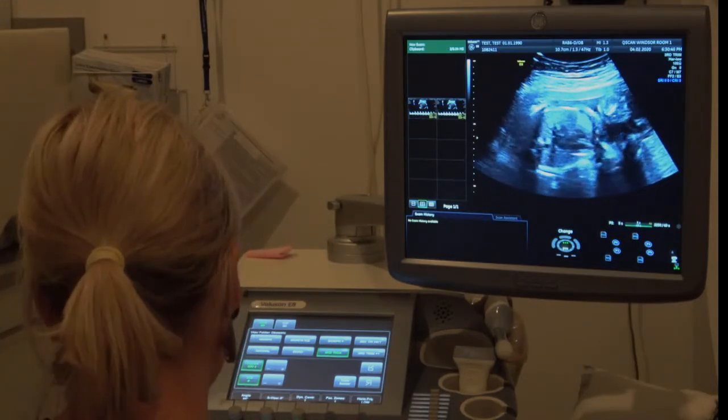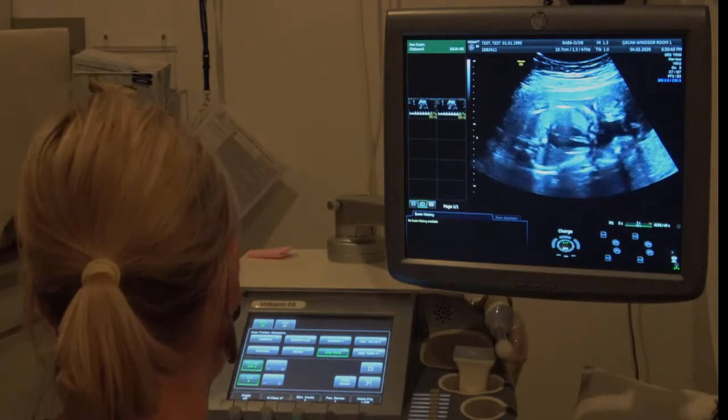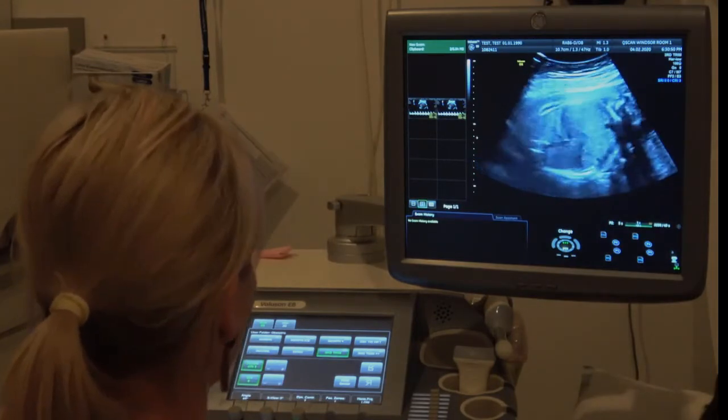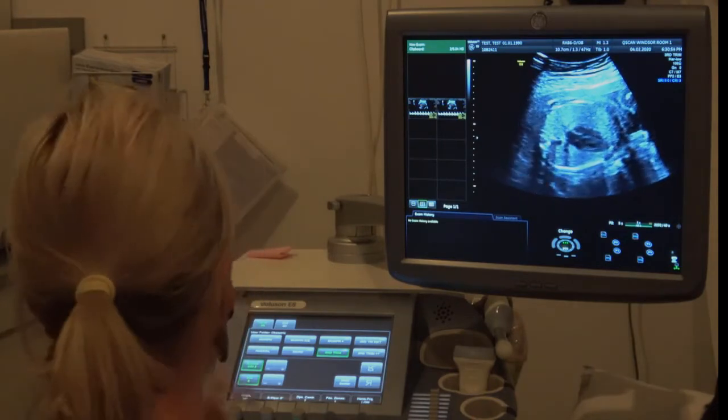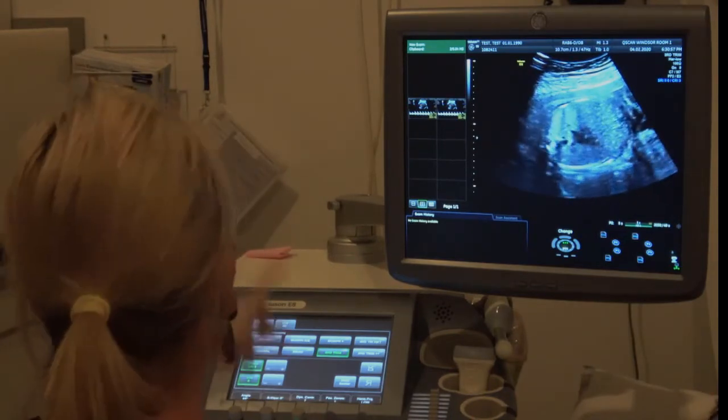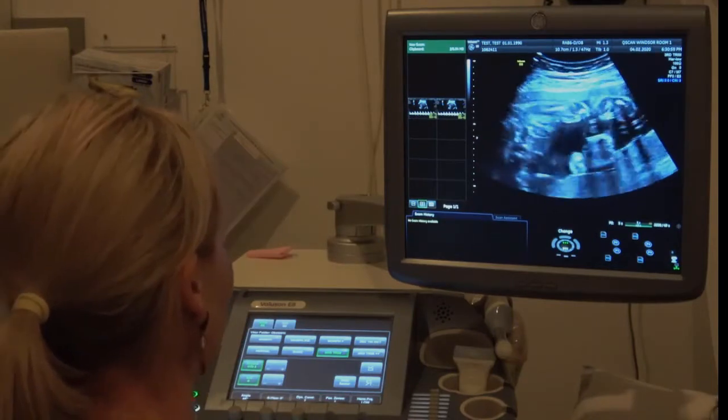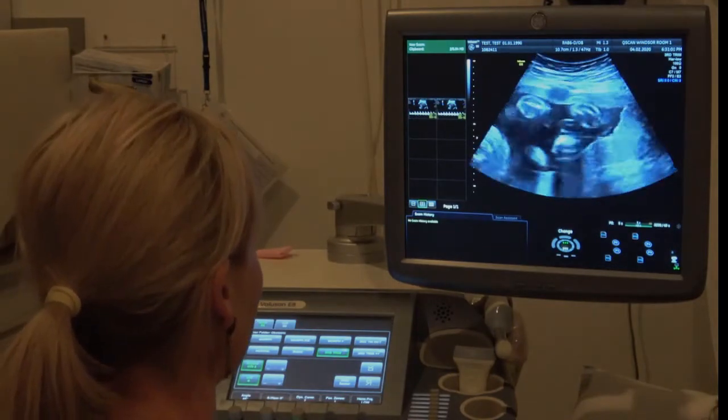I actually did a growth scan today on a baby who was so active. I just literally had to sit there and wait a good 10 minutes before I could even do the MCA. It was just ridiculous. It was all over the place. So you just got to really be careful to make sure you can see it.